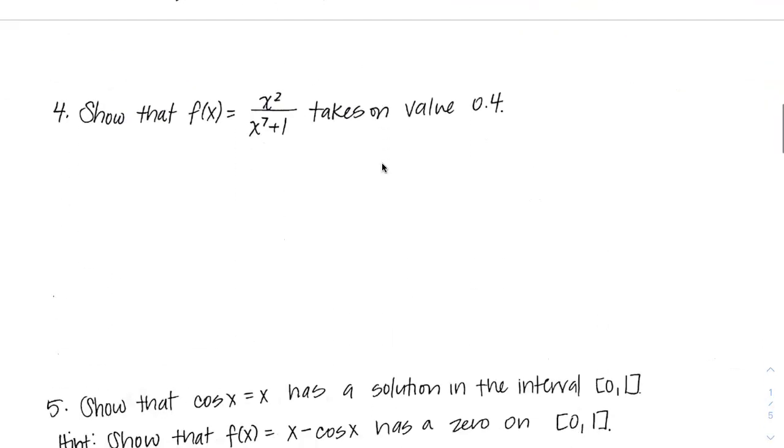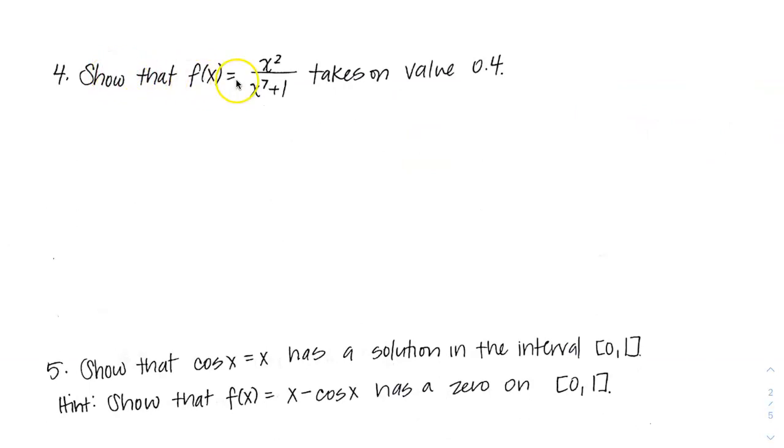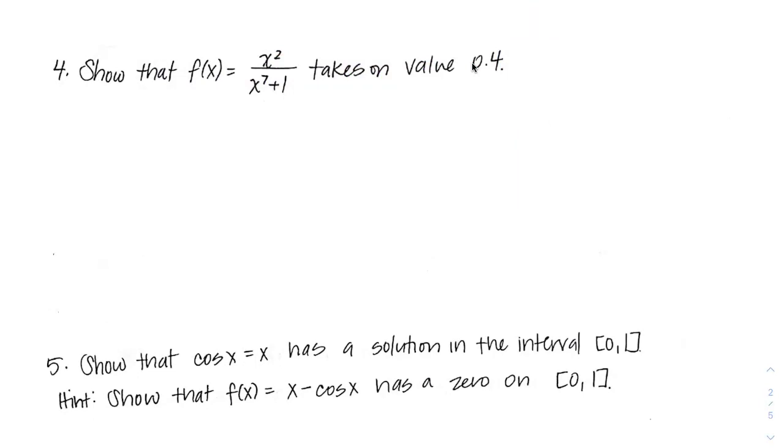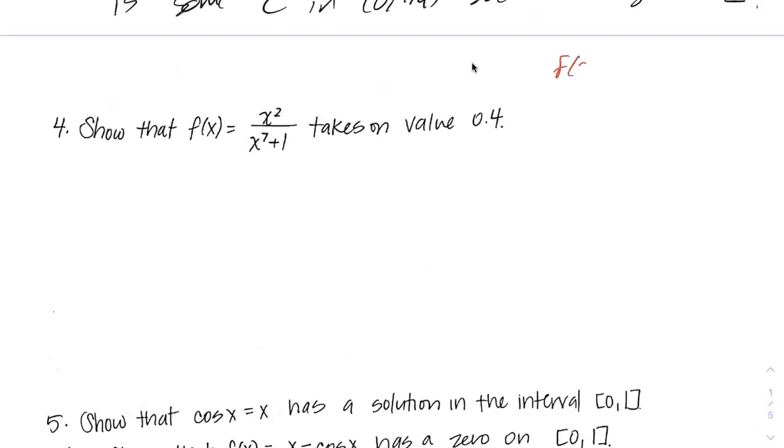Let's do some more. We gotta make sure we know this. Show that f of x equals x squared over x to the 7th plus 1 takes on the value of 0.4. So it's a little tougher because it doesn't tell you what your endpoints are. So you gotta kind of come up with them yourself. So 0.4, what's something I could plug in here that would be less than 0.4? A good guess would probably be 0. Let's look at what happens when I plug in f of 0. I get 0 squared over 0 to the 7th plus 1, which equals 0 over 1, which equals 0.